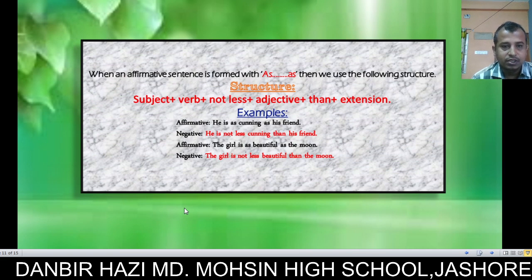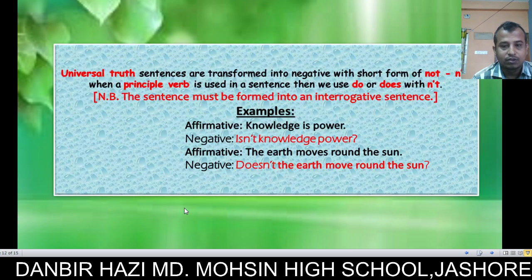My dear students, let's go to the next rule. When an affirmative sentence is formed with as dot dot dot as, then we use the following structure: subject plus verb plus not less plus adjective plus than plus extension. He is as cunning as his friend. He is not less cunning than his friend. The girl is as beautiful as moon. The girl is not less beautiful than moon. So I'm sure you got it.